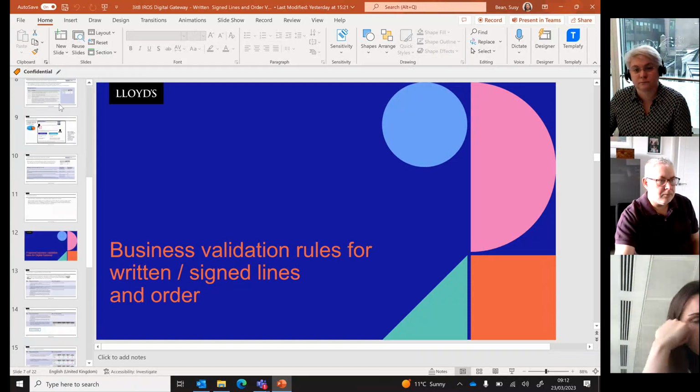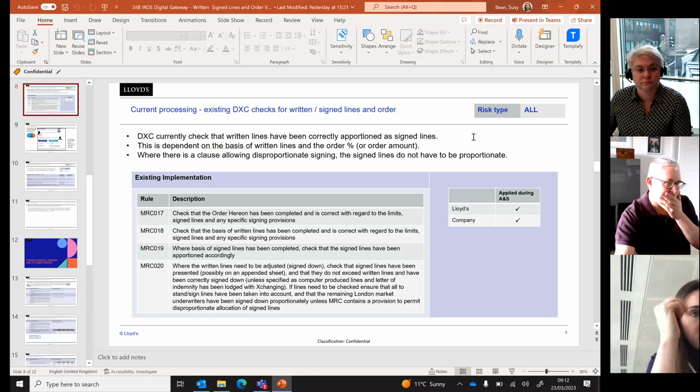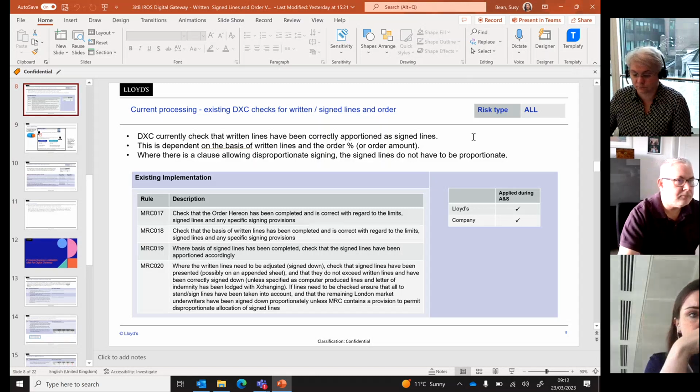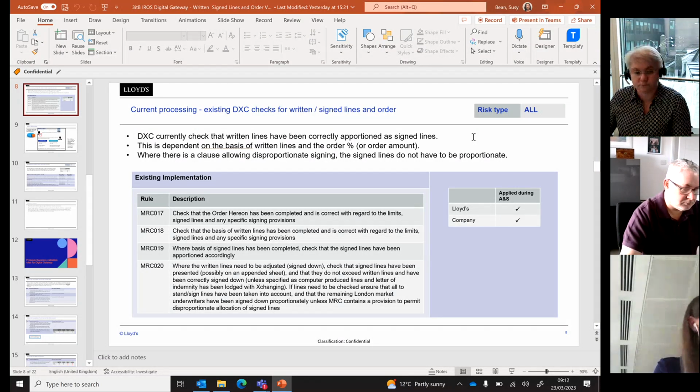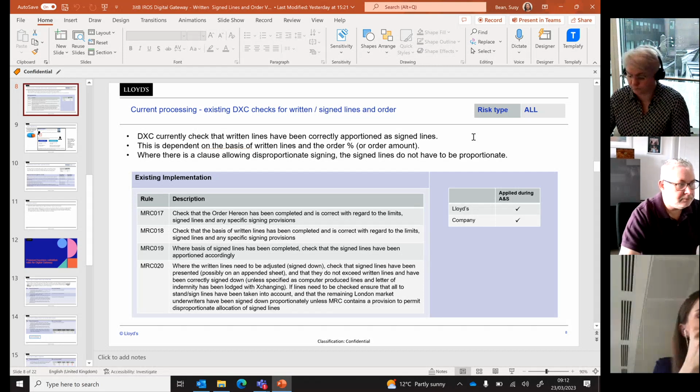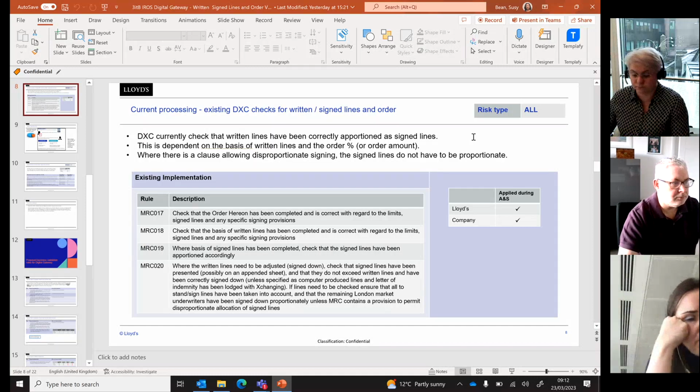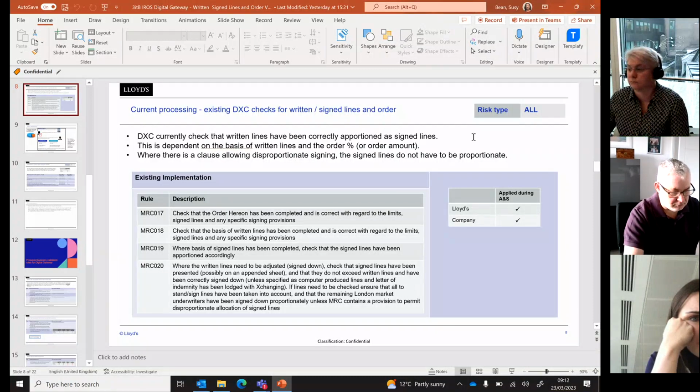So if we go to the current processing that DXC do. At the moment, there are 4 rules that DXC checks on written, signed lines and order, and there's a little bit of overlap amongst them because it's basically validating things against each other. DXC currently check that written lines have been correctly apportioned, as signed lines is dependent on the basis of written lines and the order percentage or the order amount. And where there's a clause allowing disproportionate signing, the signed lines don't have to be proportionate.